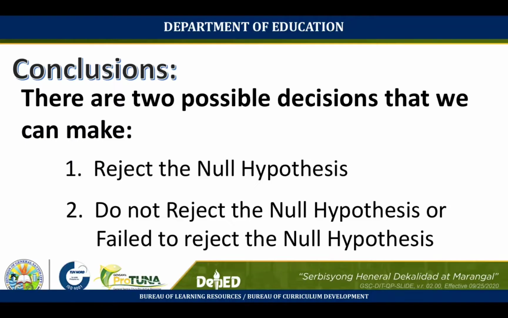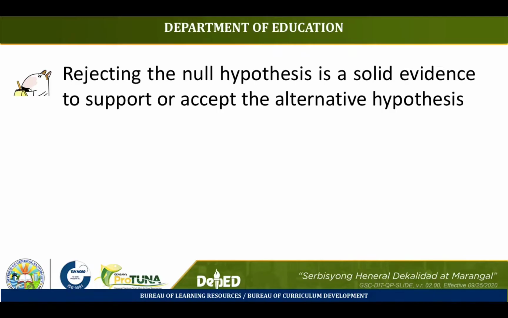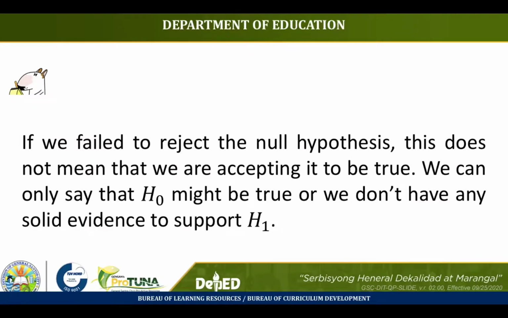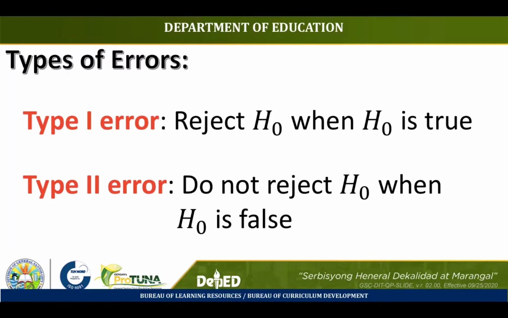There are two possible decisions that we can make in hypothesis testing: reject the null hypothesis or fail to reject the null hypothesis. Rejecting the null hypothesis is solid evidence to support or accept the alternative hypothesis. If we fail to reject the null hypothesis, this does not mean that we are accepting it to be true. We can only say that the null hypothesis might be true, or we don't have any solid evidence to support the alternative hypothesis.